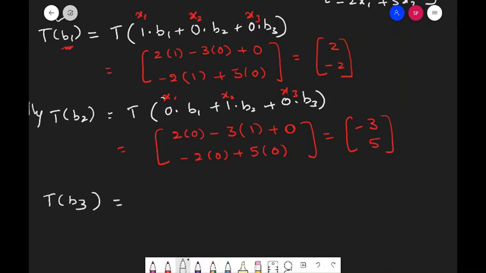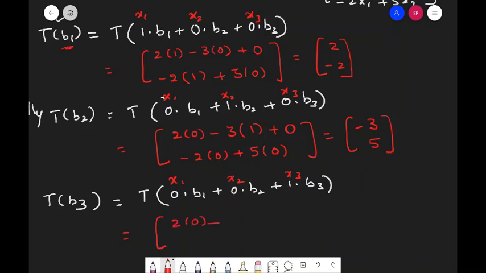T of b3. Now how do I write b3? I will write it as 0 into b1 plus 0 into b2 plus 1 into b3. Then in this case I have x1 is 0, x2 is 0, x3 is 1. So this is equal to, by the formula, 2x1, 2 into 0, minus 3x2, 3 into 0, plus x3, which is 1, and then minus 2x1, minus 2 into 0, plus 5 into x3, 5 into 1, which is equal to 1, 5.